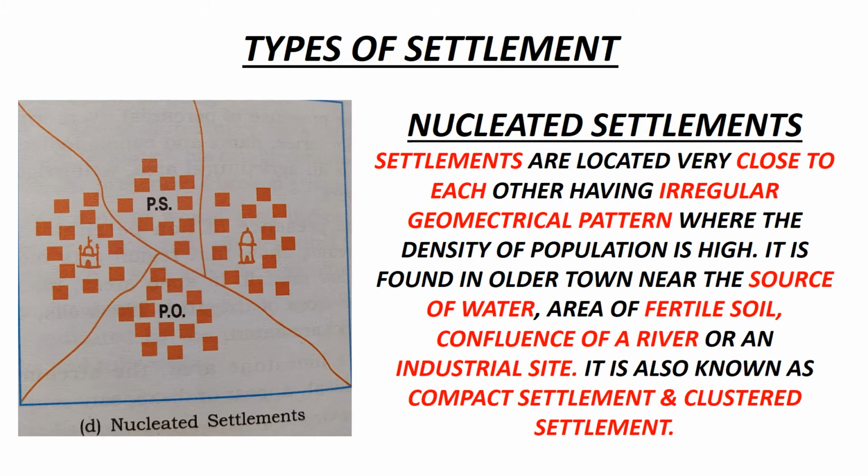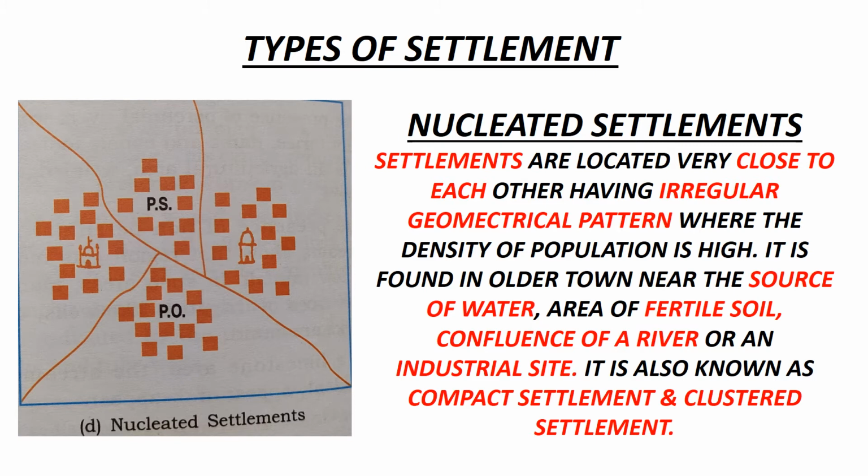Next, we are going to begin with different types of settlement. There are a total of 4 types of settlement. First one is nucleated settlement. So this you can see in the diagram also. All the houses are very close to each other. Settlements are located very close to each other, having irregular geometrical pattern.